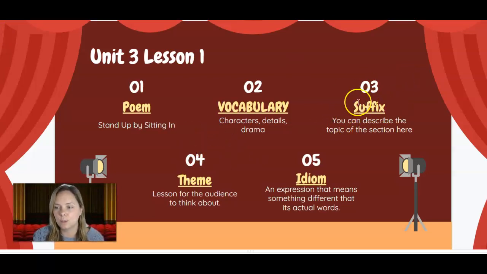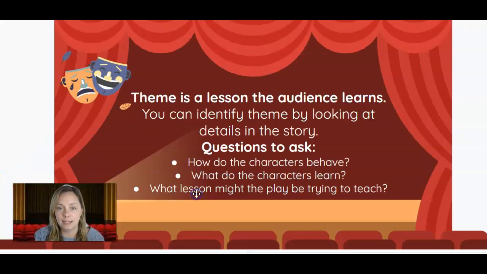I put them in a different order, but I actually want to move on to theme next. Theme, because this is tying in with our poem still. Theme is a lesson that the audience learns. We've talked about themes within other types of text, just like there are themes there. There's also themes within a drama or a play as well, or a poem, just a lesson that is to be learned by whoever's reading it or the audience.